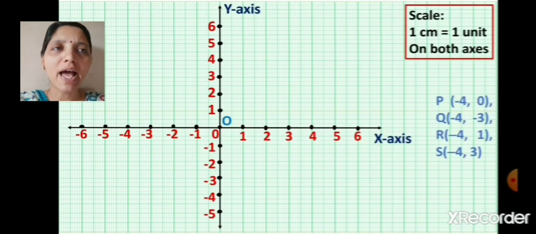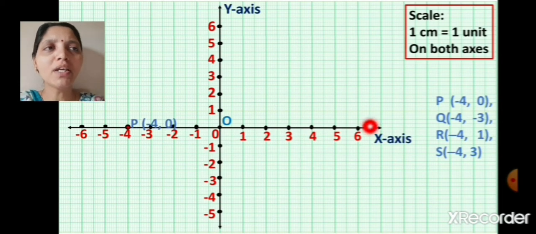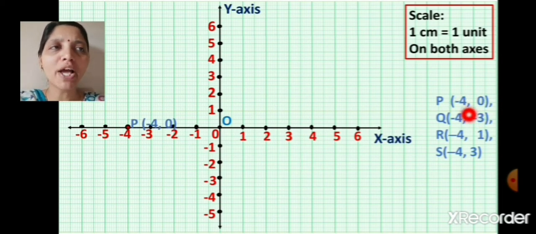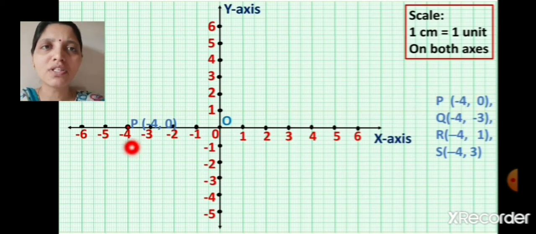For that we have these points. Let's plot these points on this graph. So point P, minus 4 and 0. Now the y coordinate is 0. So this point will be on the x-axis. So this will be your point P.